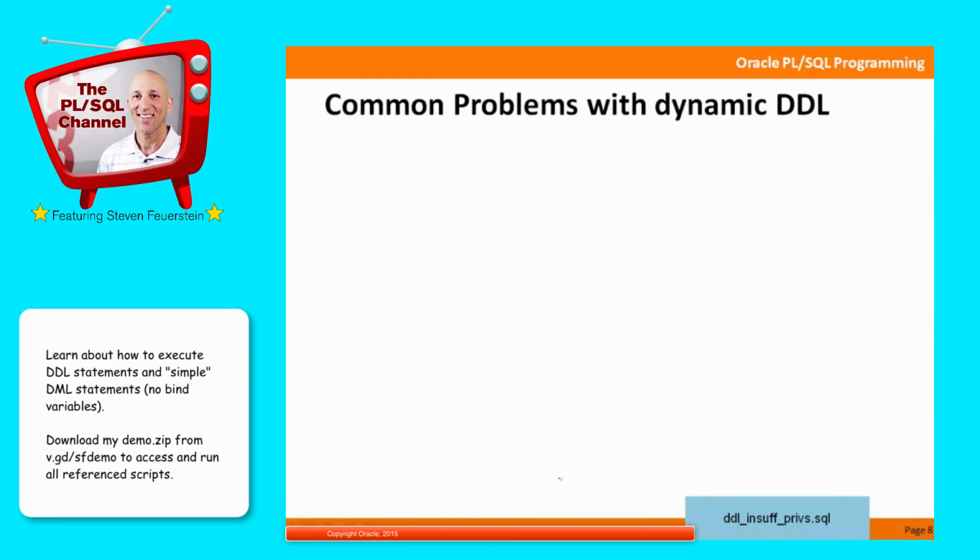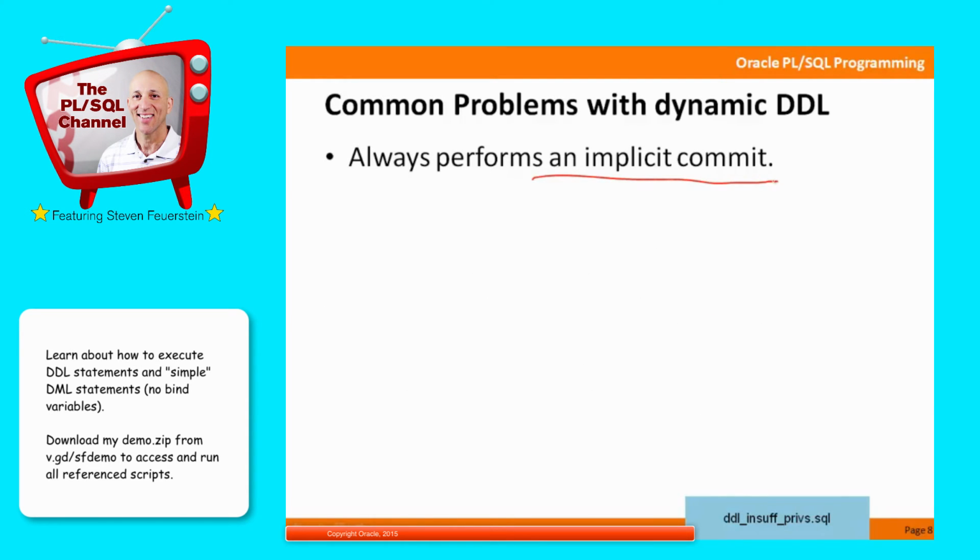Okay. Let's talk about some common problems or complications with dynamic DDL. As I mentioned before, it always performs an implicit commit, so make sure you can account for that. You'll be dealing with that in your code. Otherwise, you might consider using an autonomous transaction to narrow the scope of the propagation of the commit. I'll be talking about that more under best practices for dynamic SQL.